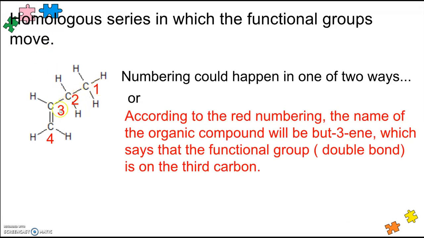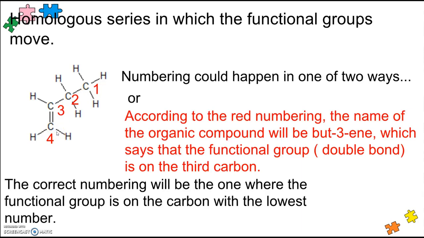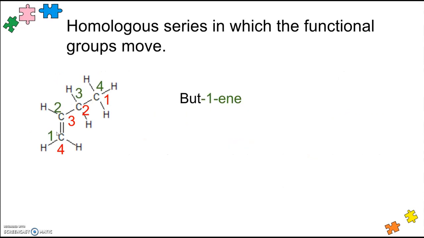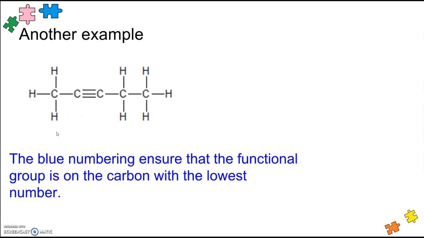If we look at the red numbering and start from this side, our functional group will be on the 4th carbon. That is not the lowest number. So this numbering will not be regarded as correct. The correct numbering will be the one where the functional group is on the carbon with the lowest number, which is the green one, and our name for this compound is but-1-ene.